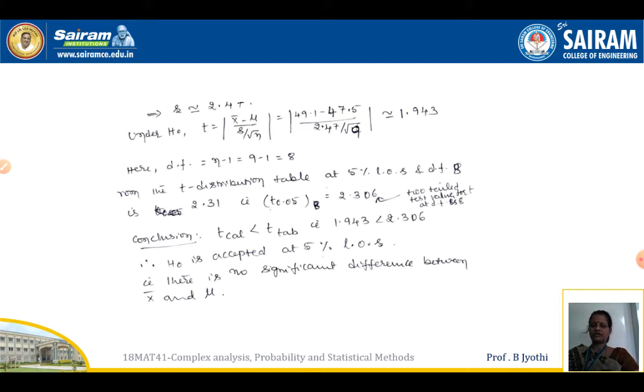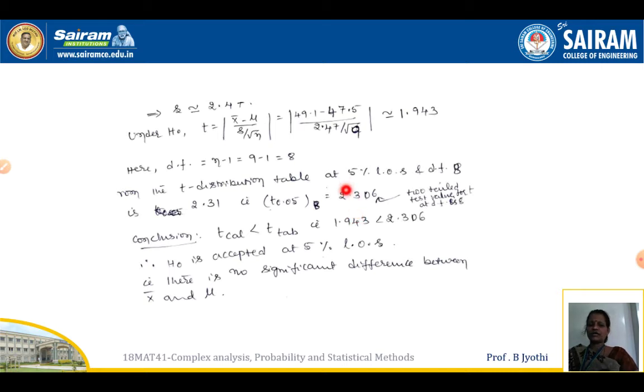Under the H0, t is calculated by using the formula x bar minus mu divided by s by root n, and on calculation we get it as 1.943. Here the degrees of freedom is n minus 1, that is 8. So from the t distribution table at 5% level of significance, degrees of freedom is 8, the value is 2.31, that is actually 2.306. We are referring to a two-tailed test.